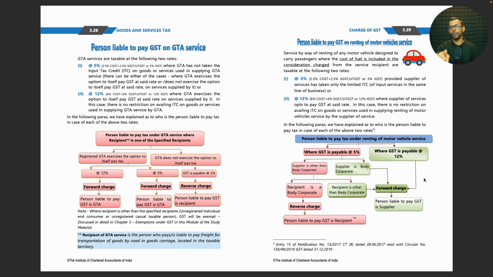If you are a body corporate, it doesn't matter whether the recipient is a body corporate or not. If you are a body corporate, it is forward charge.